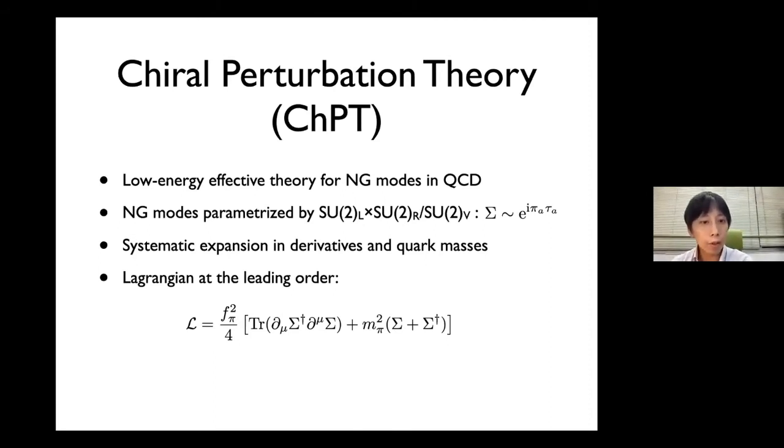And at the leading order of the expansion, we can write down this kind of Lagrangian. The first term is the kinetic term, and the second term is the mass term. Here, f_pi is the so-called pion decay constant, which cannot be determined by the symmetry argument alone. So, for example, this can be fixed by experiment. And m_pi is the pion mass.